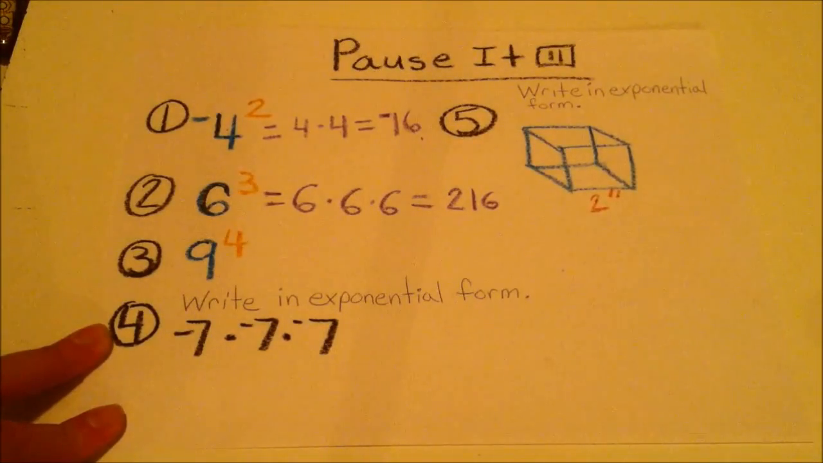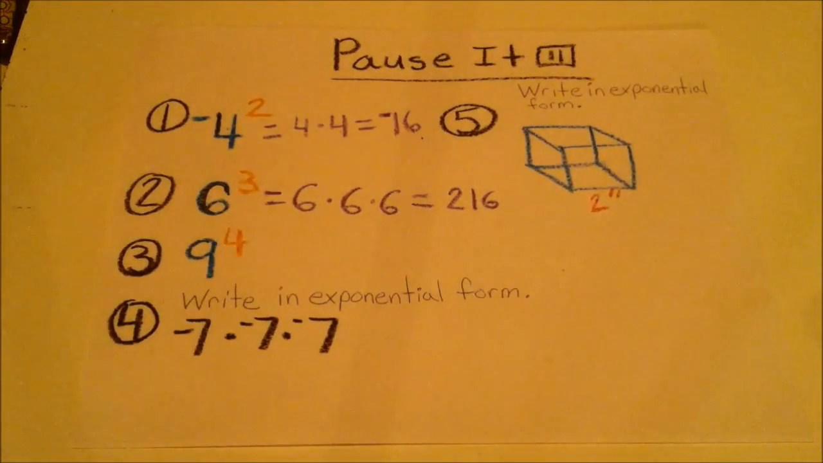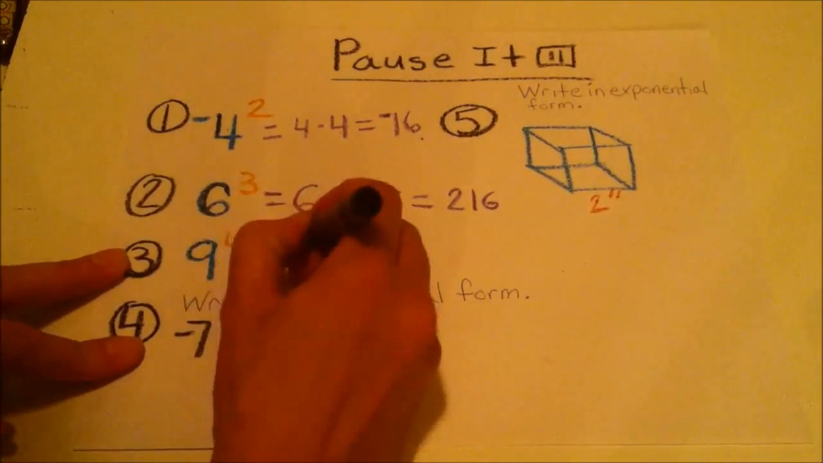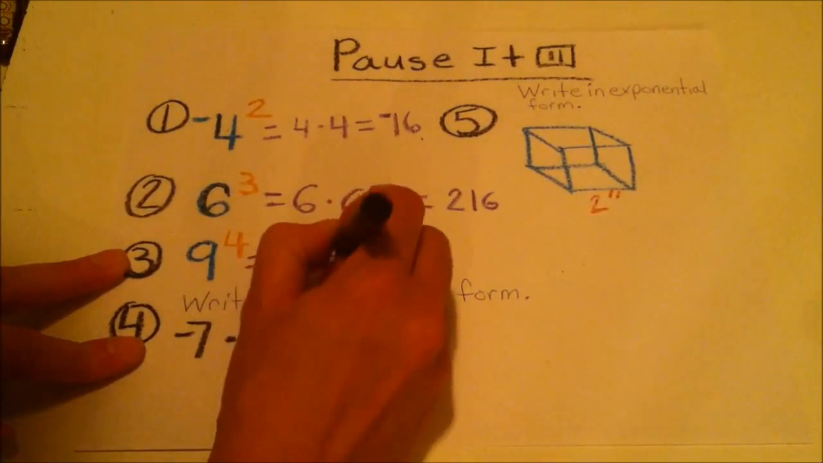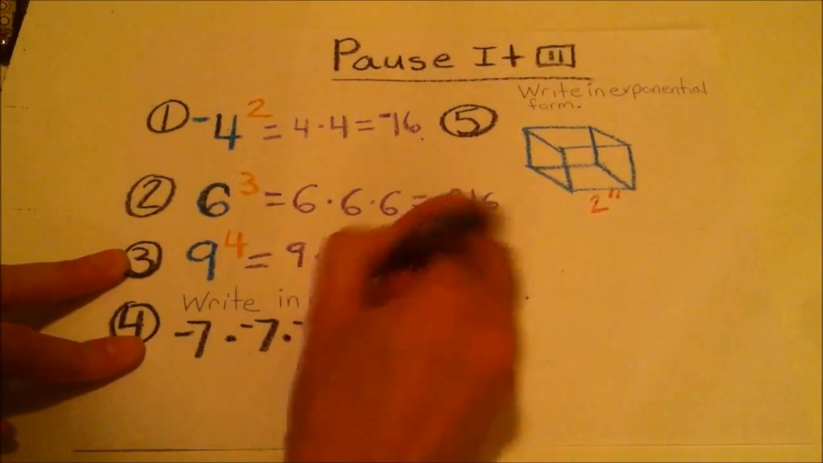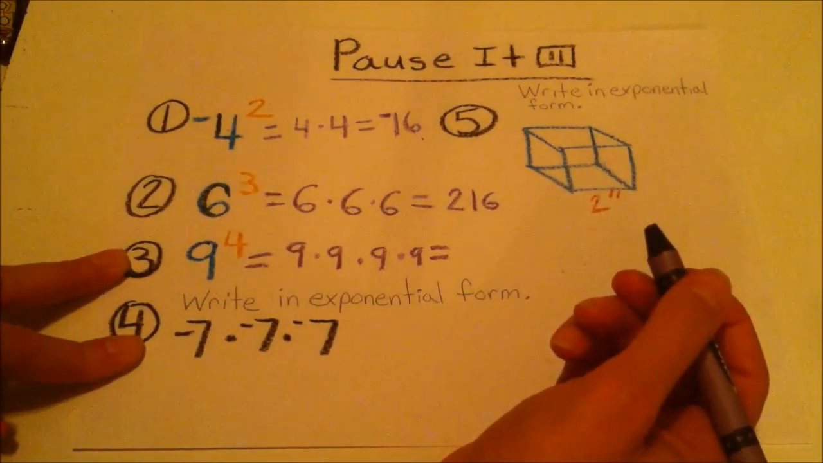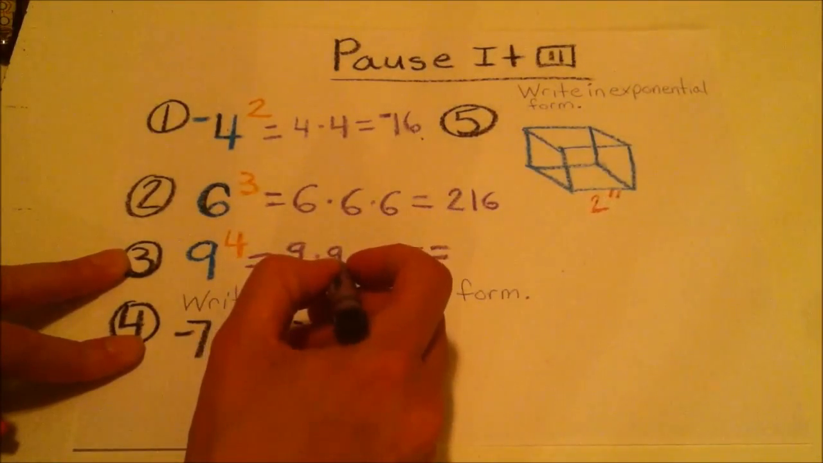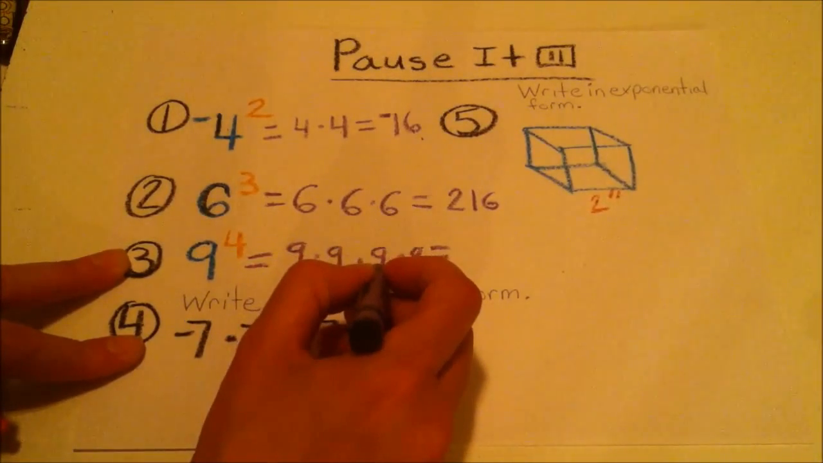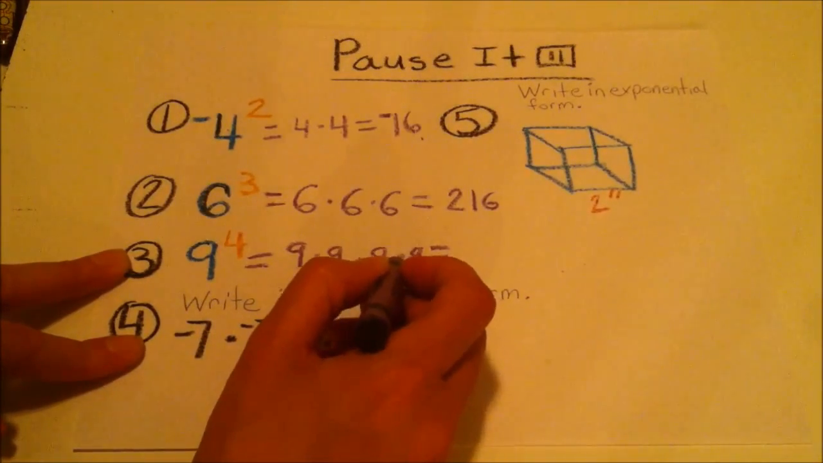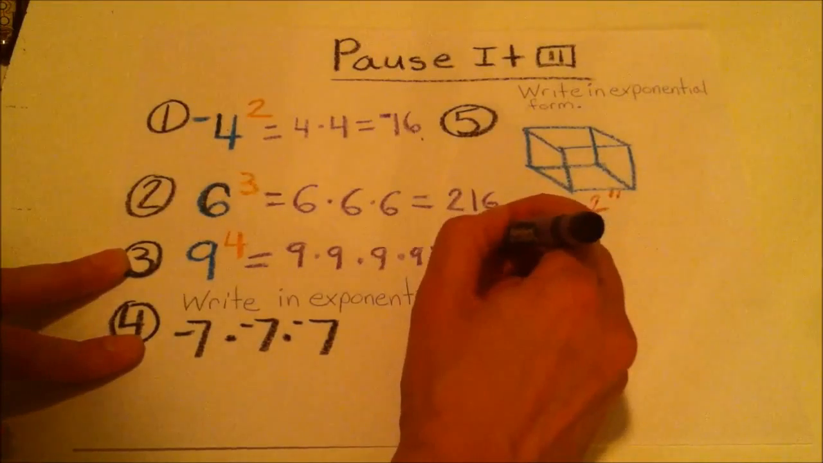Number 3, 9 to the 4th power. 9 times 9 times 9 times 9 equals... 9 times 9 is 81. 81 times 9 is 729. And 729 times 9 is 6,561.